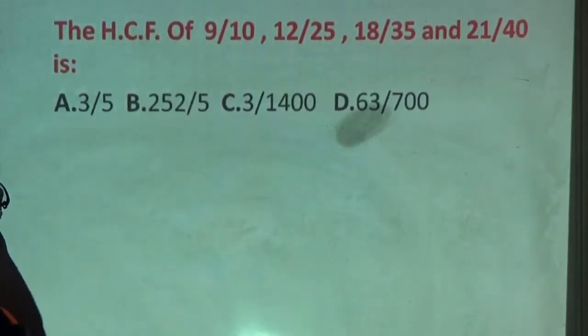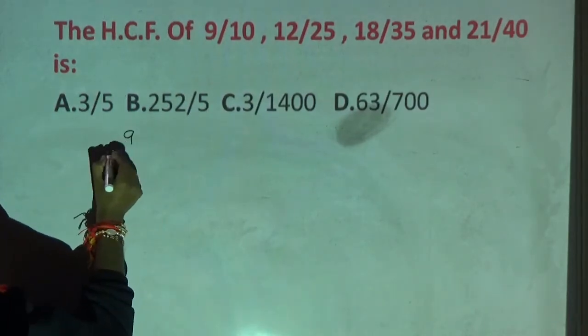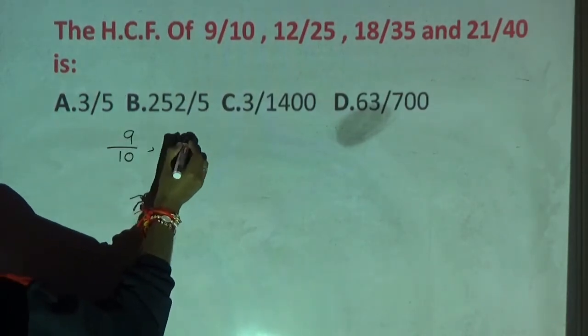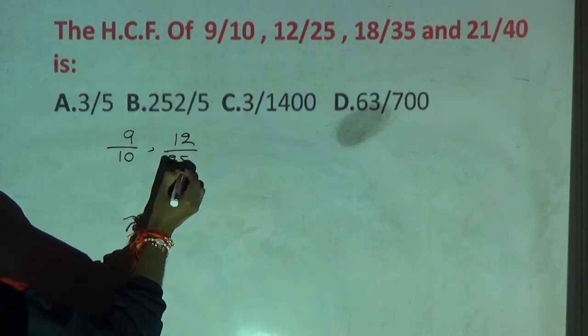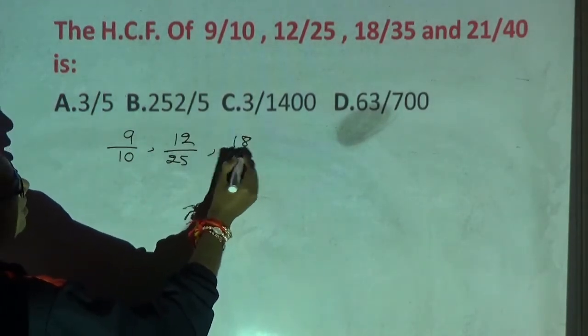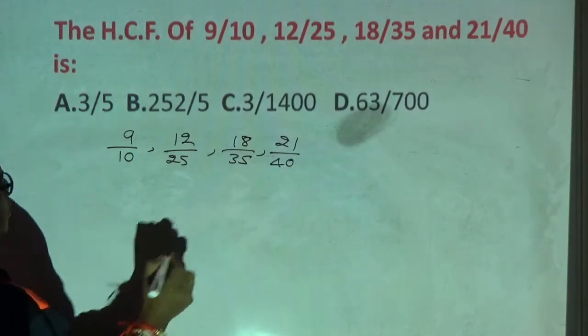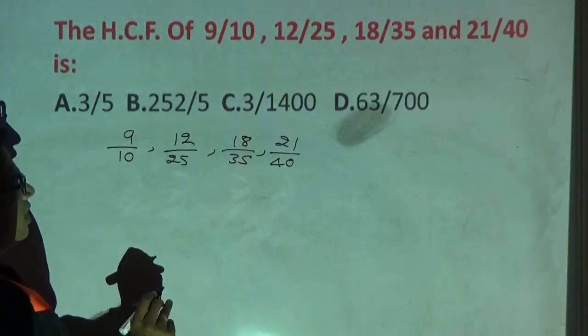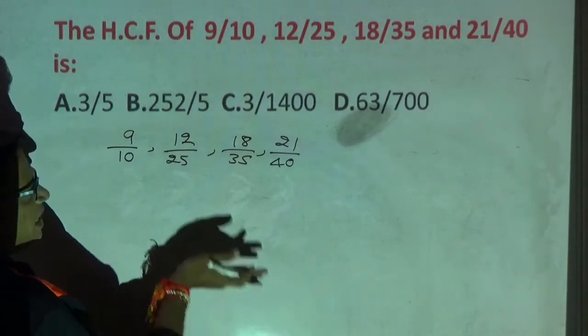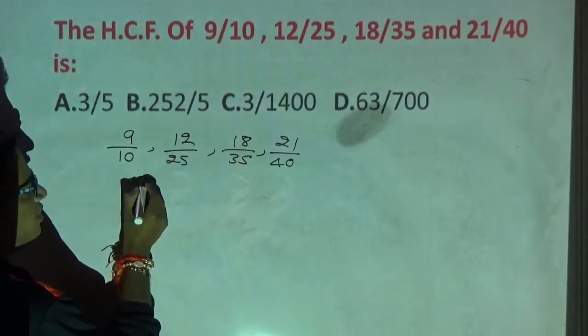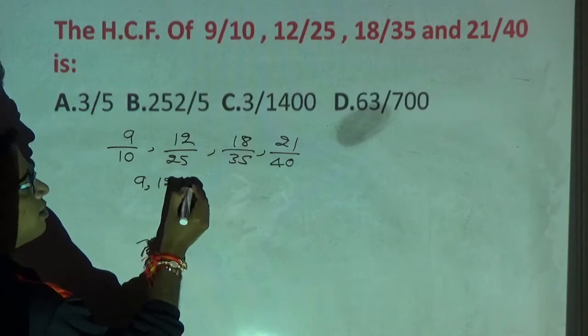Now I will go for this problem. What is the problem they have given? 9 by 10, 12 by 25, then 18 by 35 and 21 by 40. I need to find out the HCF. So what is the formula? HCF of numerators. I need to find out the HCF of your numerators.